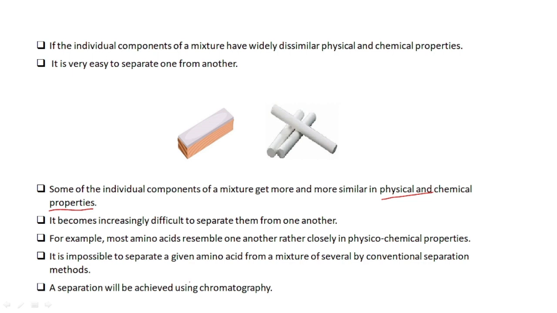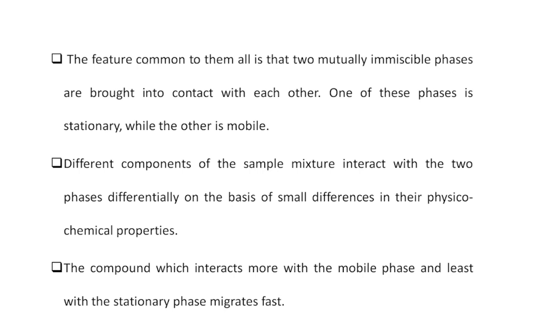For example, amino acids differ only in their side branches, so they have the same physical and chemical properties, and we can't separate those amino acids individually. Those types of compounds, which have the same physical and chemical properties, we can separate by chromatography.